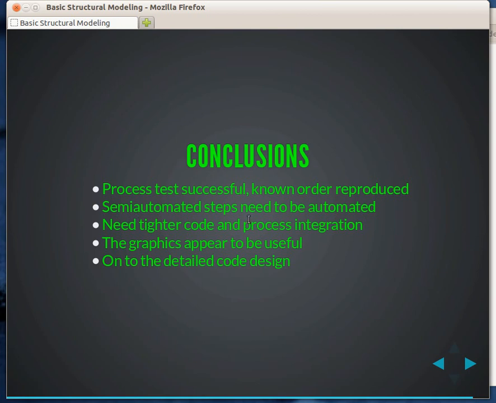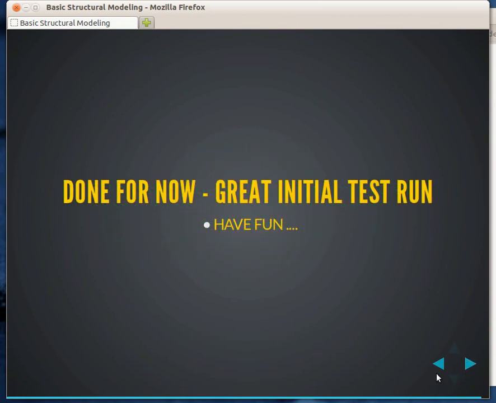But we used semi-automated steps, and we're going to have to take those semi-automated steps and put them into automated code. And there needs to be tighter code and process integration. The graphics appear to be useful for actually communicating what's going on. And now we're just going to go on to detailed code design. And that's kind of it for this first run and first walkthrough.